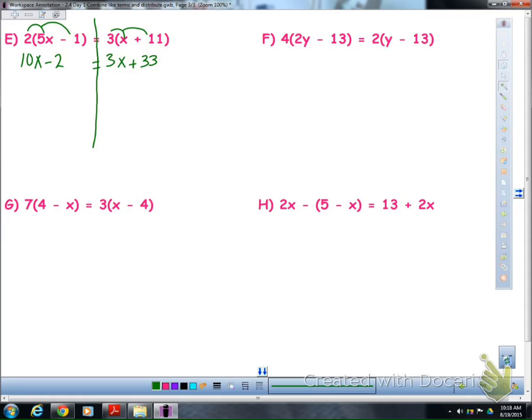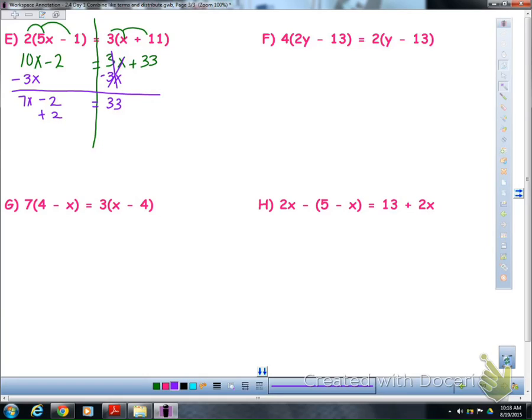Now we have a question that looks like just the ones on the other page. We have no like terms to combine, so we can move our variables. The smallest variable is the 3x. It's positive, so we're going to do the opposite, and we're going to subtract 3x from both sides. Well, 10x minus 3x is 7x. Bring down the minus 2. The 3x's cancel over here, so we're left with 33.